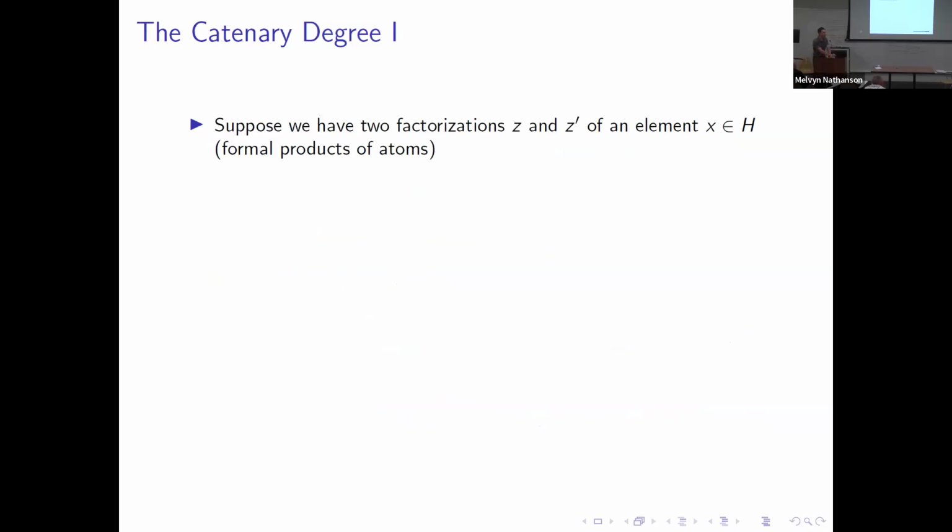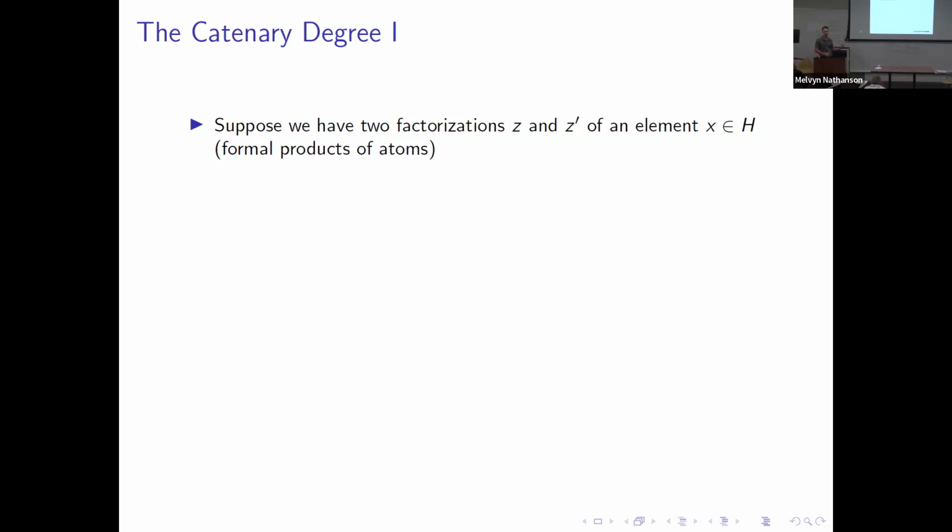So one way we want to measure whether or not factorization is completely wild, or how nice it is, is something called the catenary degree. And I know Alfred didn't talk about this. He mentioned some other definitions, but this isn't so hard to understand. So let's just say we have two factorizations of an element, and we'll call them Z and Z prime. So those are like formal products of atoms.